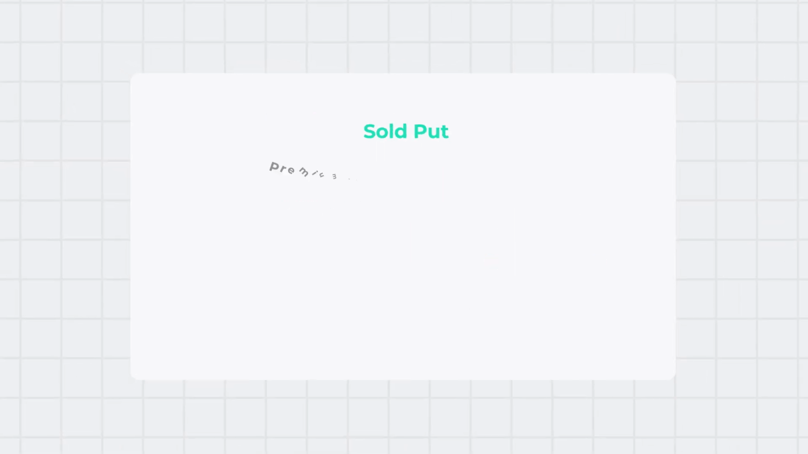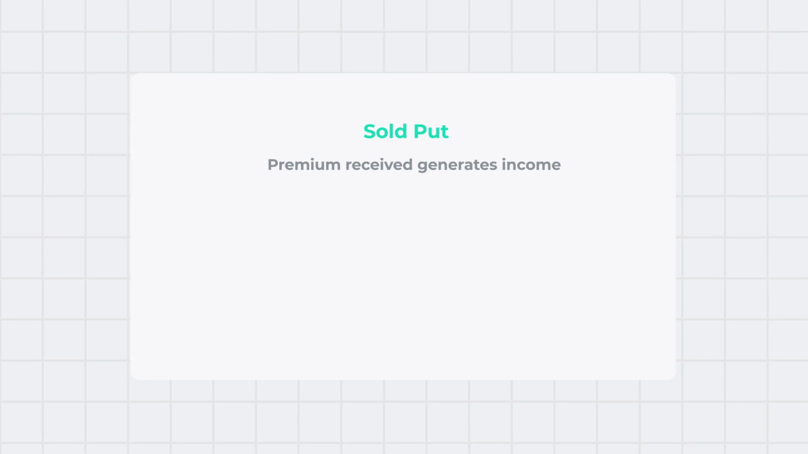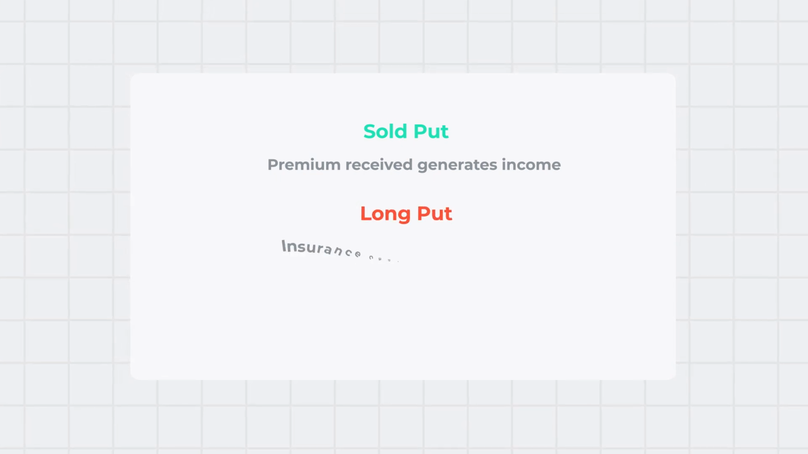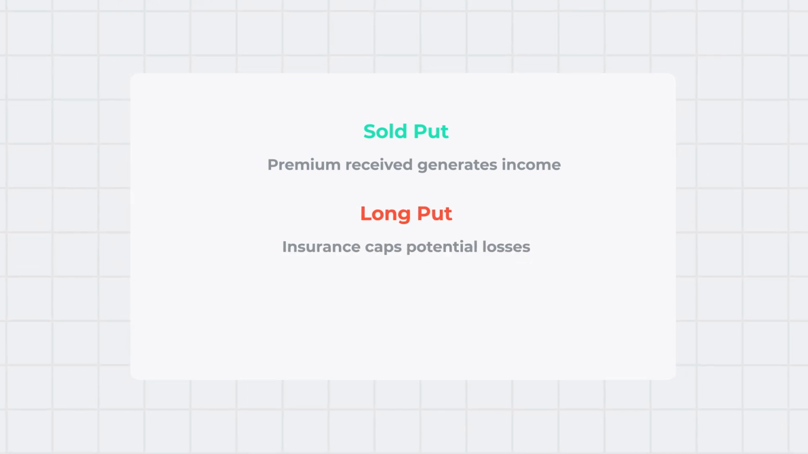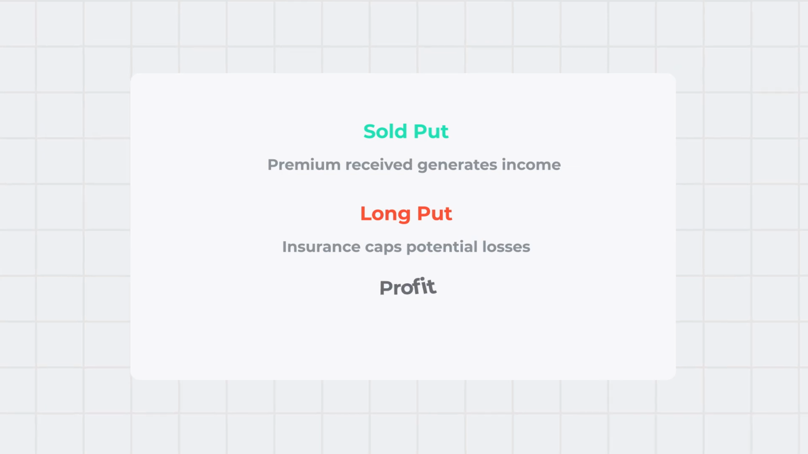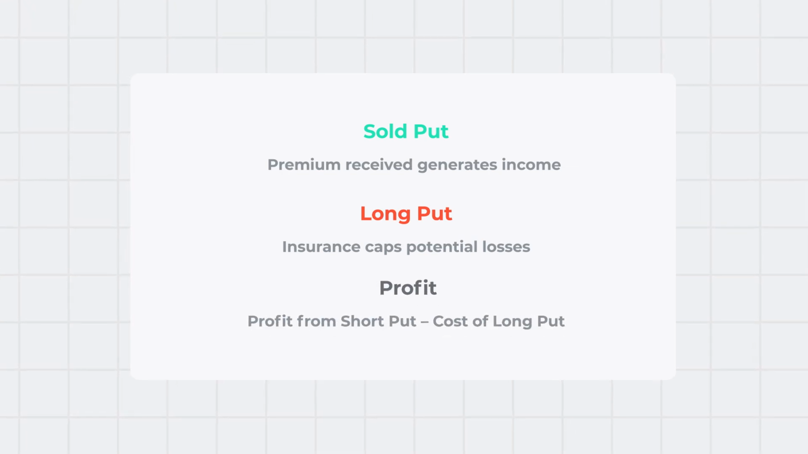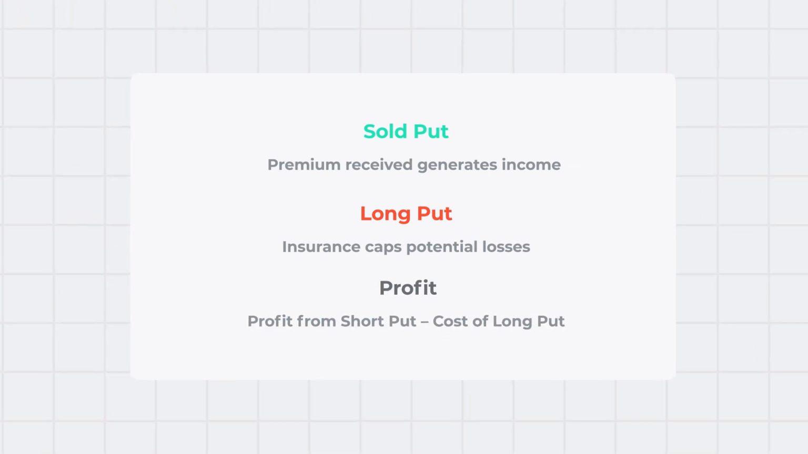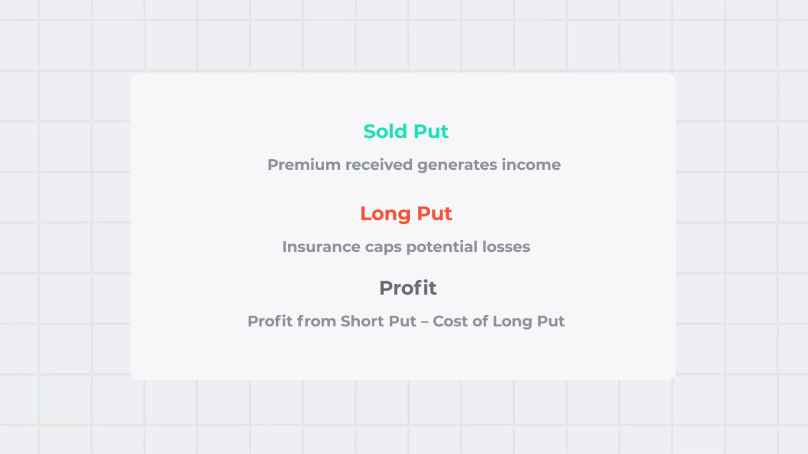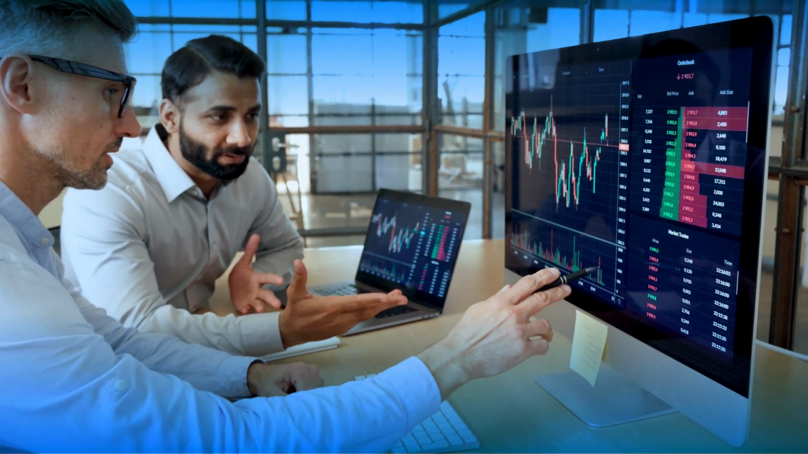The sold put option generates income from the premium received. The long put option acts as insurance, capping your potential losses. However, it also reduces the profit of the spread since the cost of the long put offsets some of the profit from the short. Careful strike selection is essential.